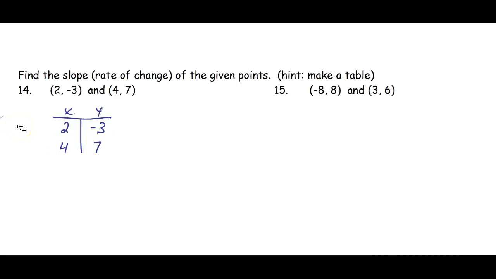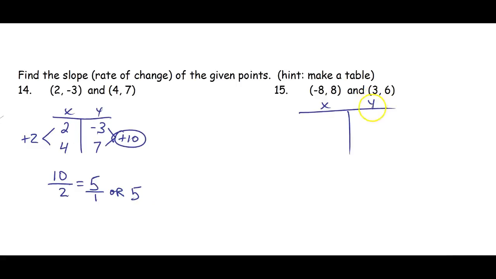So in order to find the slope or the rate of change, you've got to find the pattern of how to get from x to y. So 2 to 4, you're adding 2. -3 to 7, you're going to add 10. So remember, your y always goes on top, x always on the bottom. Simplify this, you get 5 over 1 or just 5.